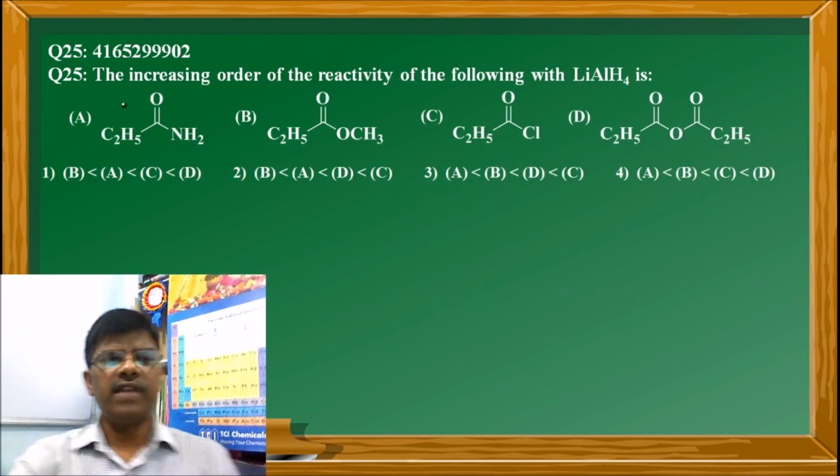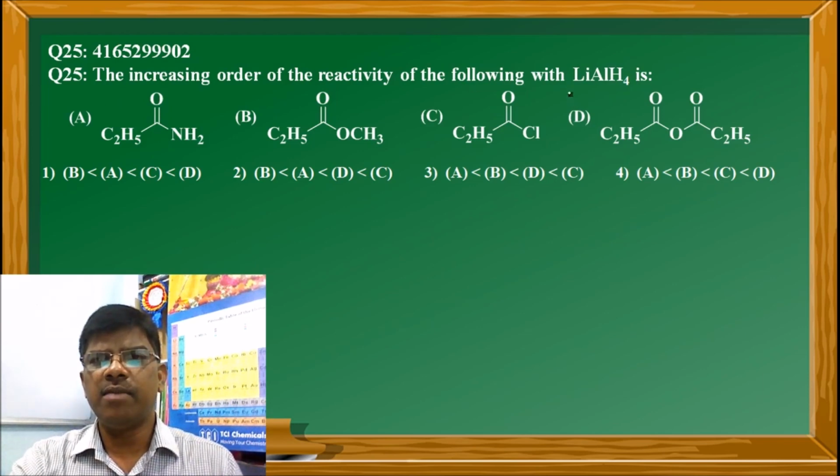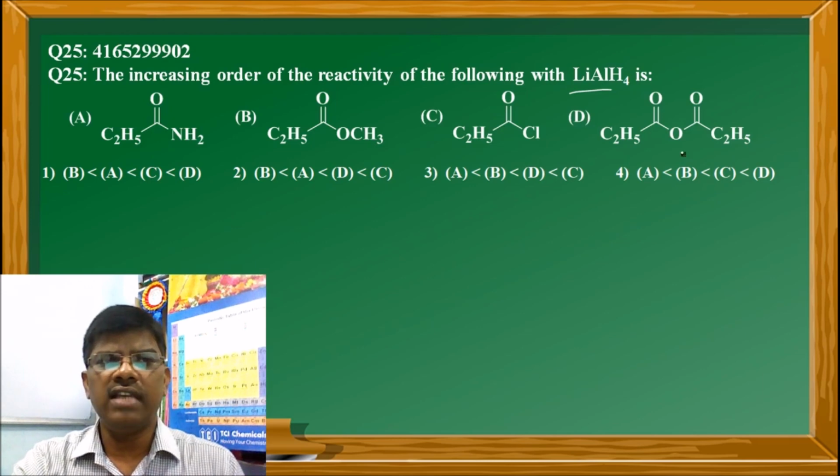Next, question number 25. The increasing order of the reactivity of the following with lithium aluminum hydride is, what is the reagent? Lithium aluminum hydride. Yes, friends, it is a reducing reagent. It reduces carbonyl compounds to alcohols. It reduces amide to alcohol, ester to alcohol, acid chloride to alcohol, anhydride to alcohol. What are they asking?